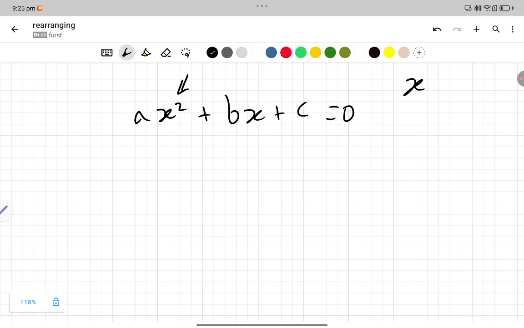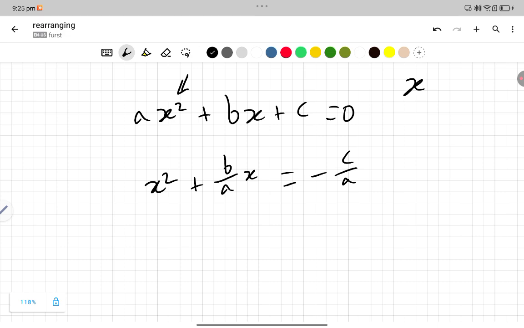It's being multiplied by a, so we want to divide by a. Dividing everything by a, x squared plus b over a x plus c over a equals 0, because 0 divided by a is, of course, 0. And let's take this c over a, this constant, to the other side. We want to leave the x's on their own. So you're left with equals negative c over a. We subtracted c over a from both sides.